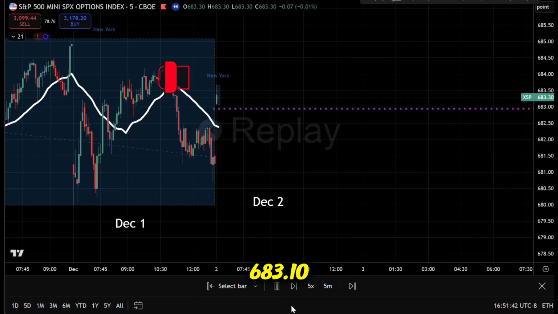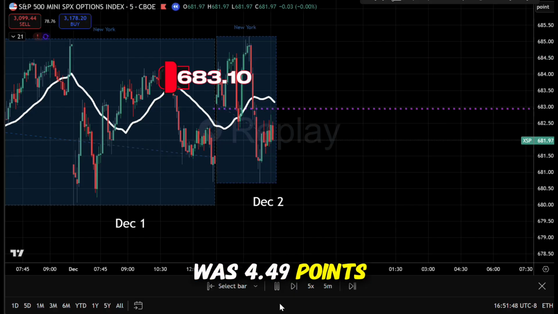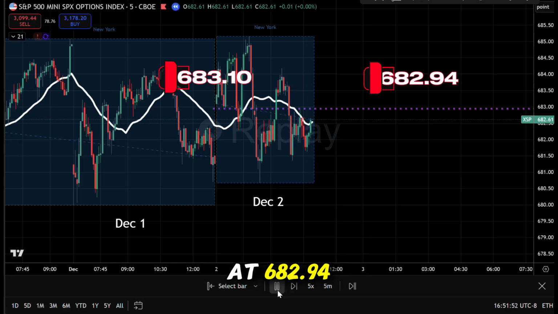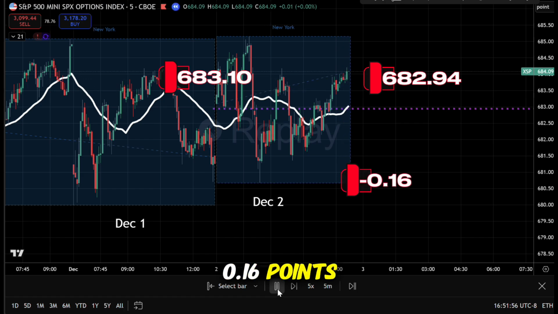XSP opened at 683.10. The range of the day indeed was 4.49 points, and XSP closed at 682.94, finishing down on that day by 0.16 points.